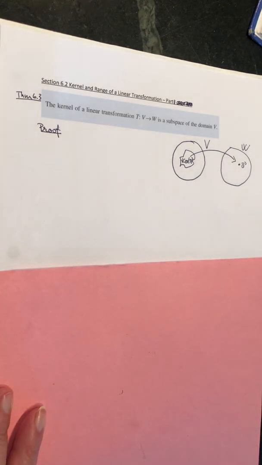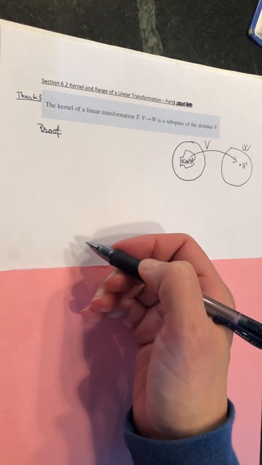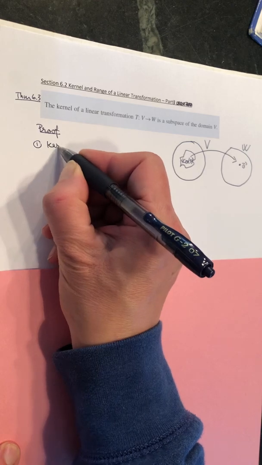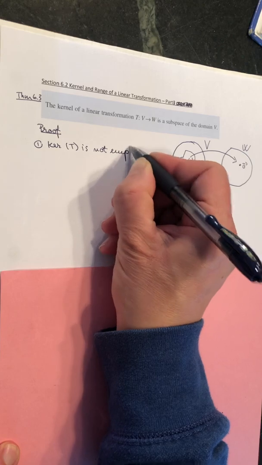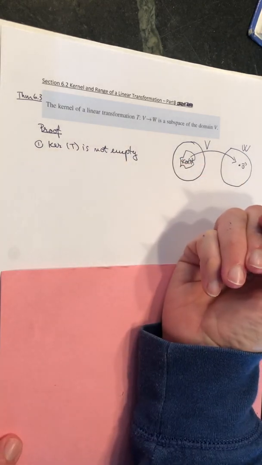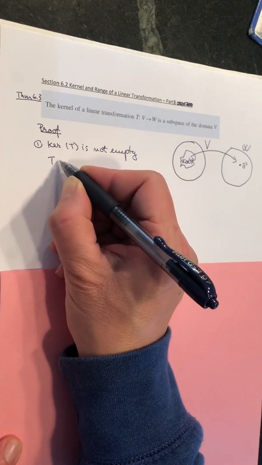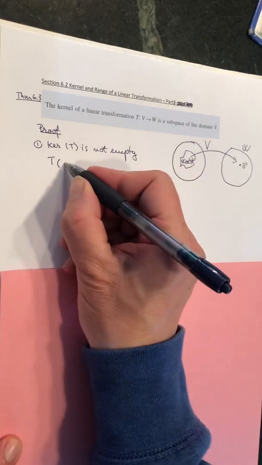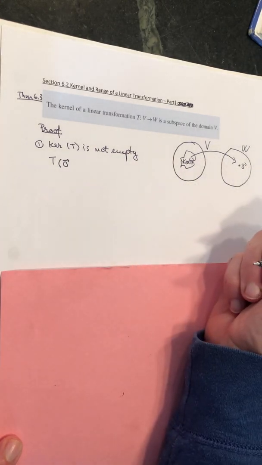So for this, maybe you recall from chapter 4 that we have to first show that the kernel of T is non-empty. So we have to show that there is something in the kernel of T. To do that, we do a little trick. We try to figure out if there's something that'll get sent to zero. I have a feeling that the zero vector in V will probably get sent to zero.